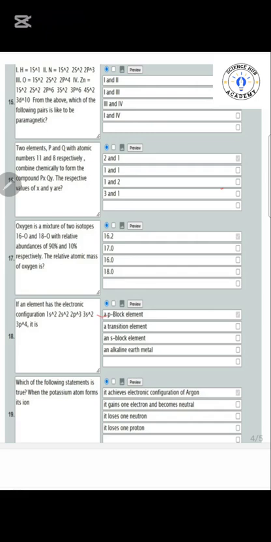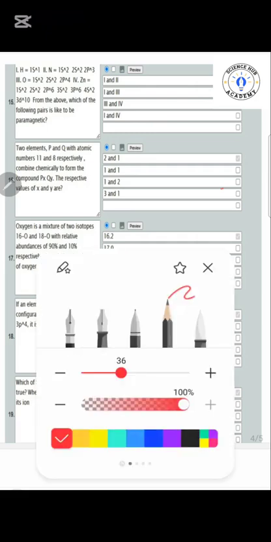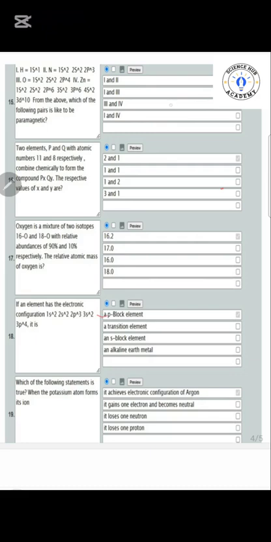Now as for number 15, you are given the electronic configuration of different elements. Hydrogen was given to be 1s1. Then you have nitrogen, given as 1s2, 2s2, and 2p3, and that of oxygen was given as 1s2, 2s2, and 2p4, and zinc was given with argon core, then with 3d10.